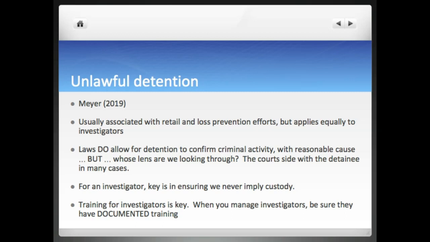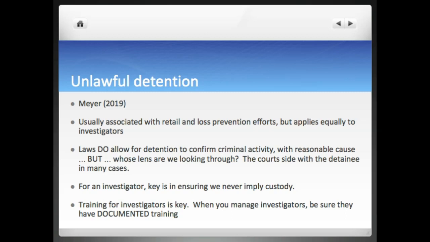I would not suggest anybody tackle them, right? I mean, those cases are plentiful in the courts. But if you have reasonable cause, you do have that right to detain for a short period of time to confirm criminal activity. But what's a short amount of time? The courts almost always side with the detainee. You've got to do those things quick.